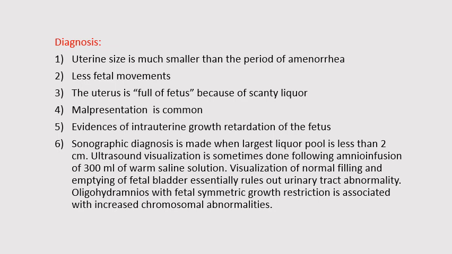And then we confirm our diagnosis by doing a sonography, where we see that the largest liquor pool is less than 2 cm. Sometimes for better ultrasound visualization, we may need to fill up an additional amount of normal saline into the uterus, that is around 300 ml of warm saline solution. This is called amnioinfusion. At the same time, also by sonography, we can rule out anomalies in the fetus. Oligohydramnios associated with fetal symmetric growth restriction is usually associated with increased chromosomal abnormalities.